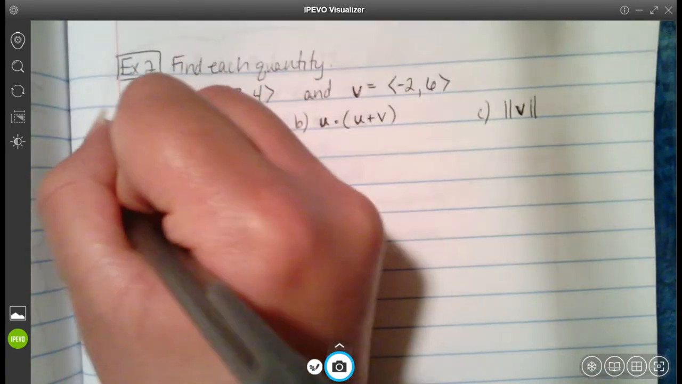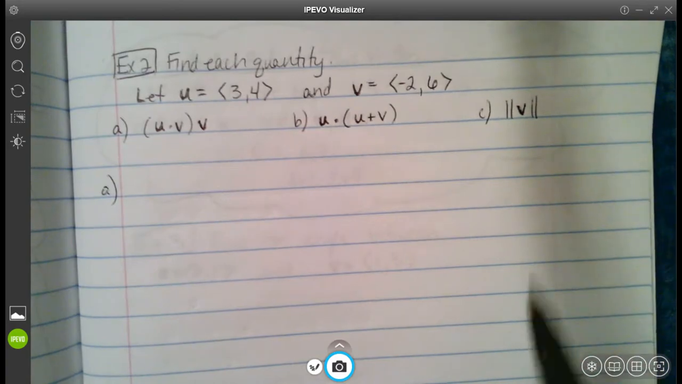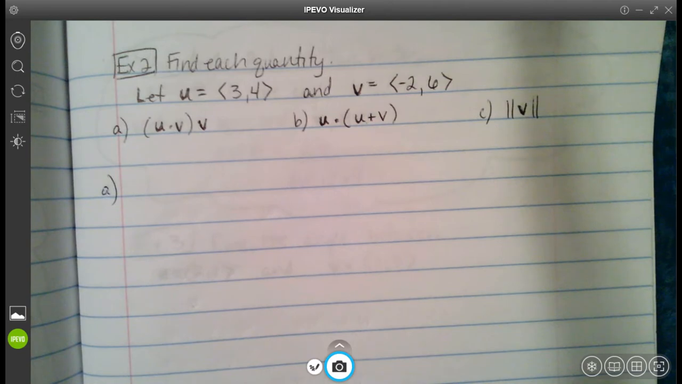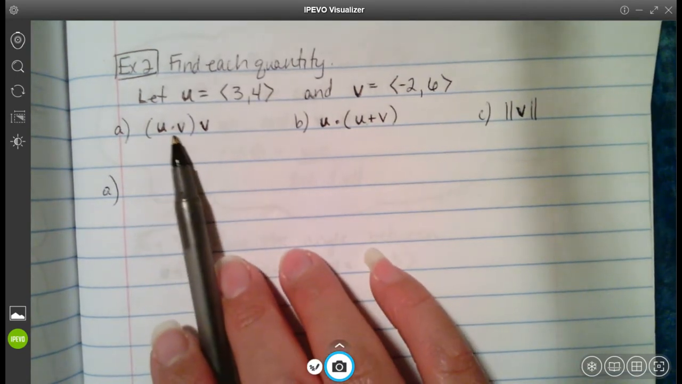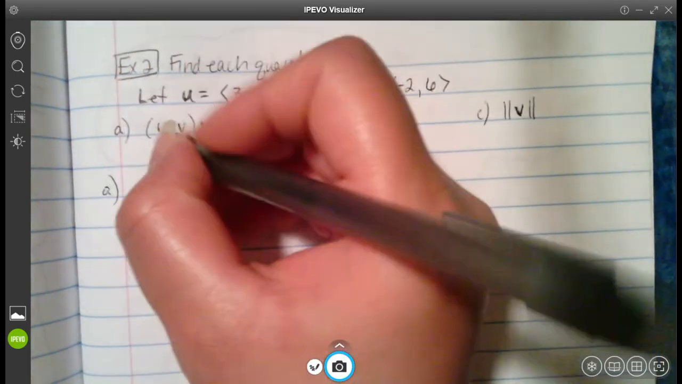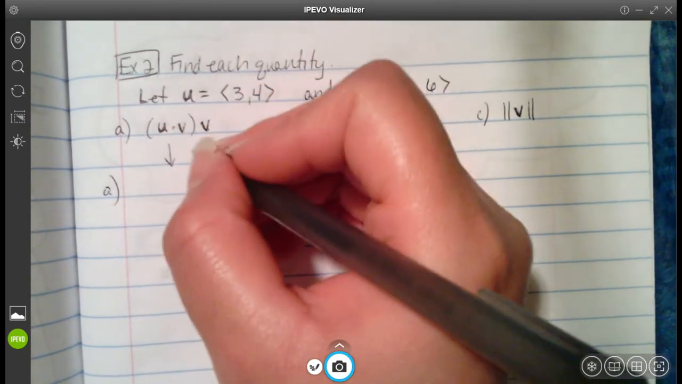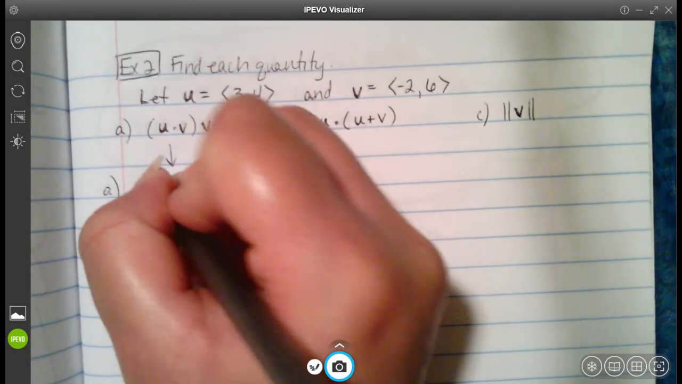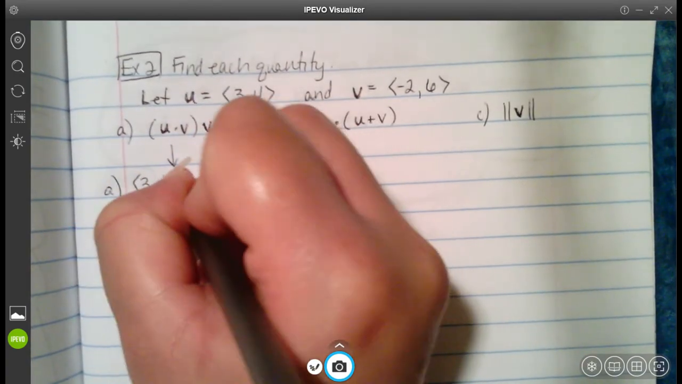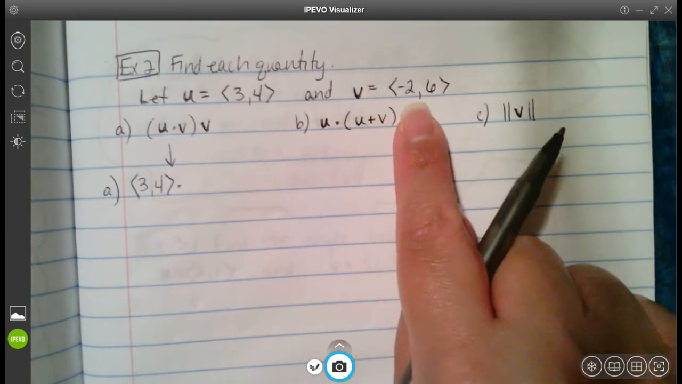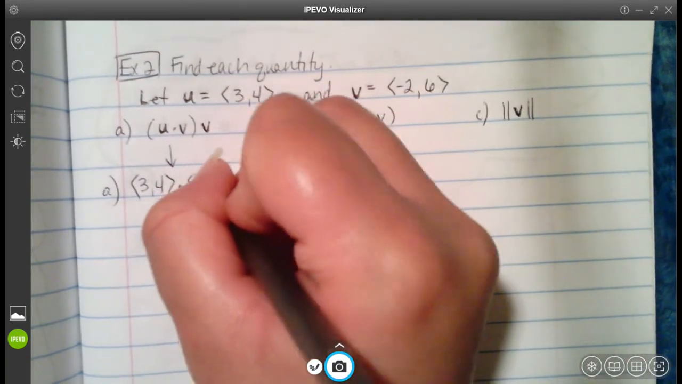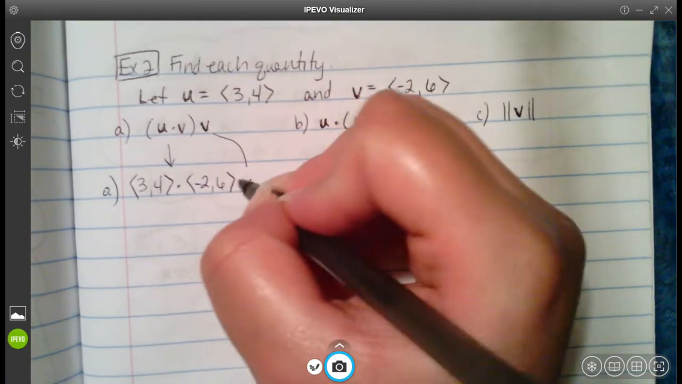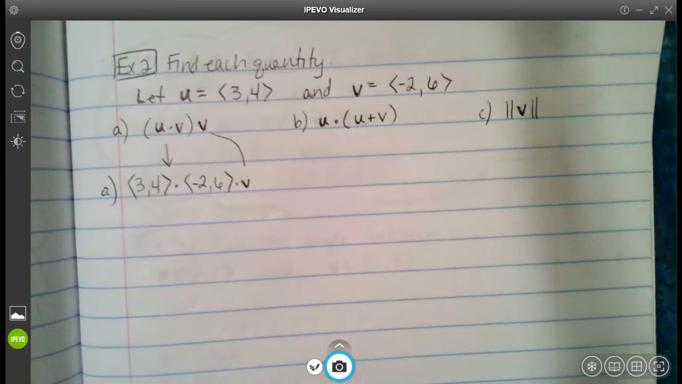I'm going to work down. We're going to do u times v first, so I'm going to calculate this part first. I'm just going to bring the v down with it. So u is 3, 4, times v, which is negative 2, 6. And this other v, I'm just going to put here on the side. I'll deal with it after I finish these two.